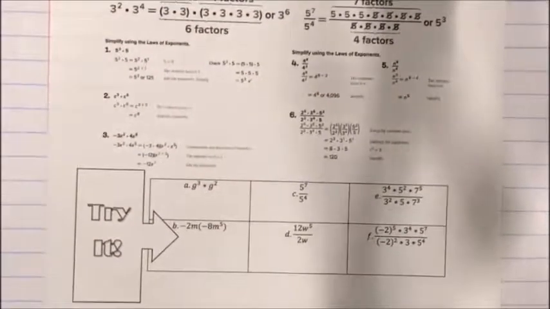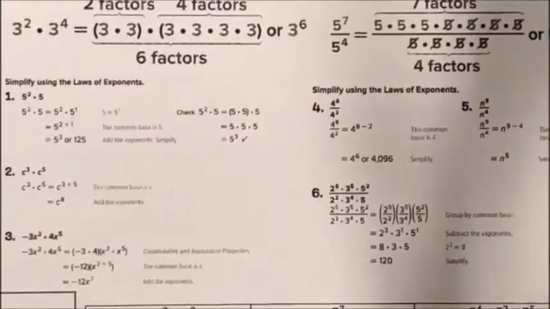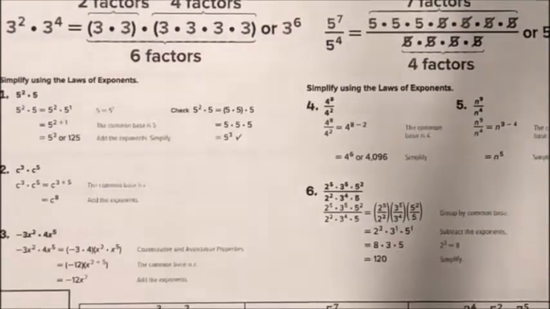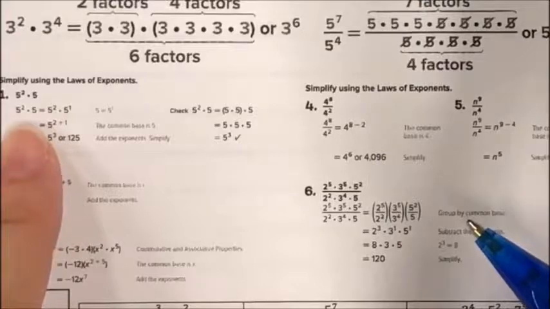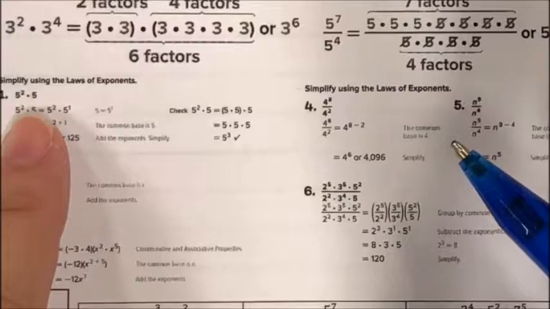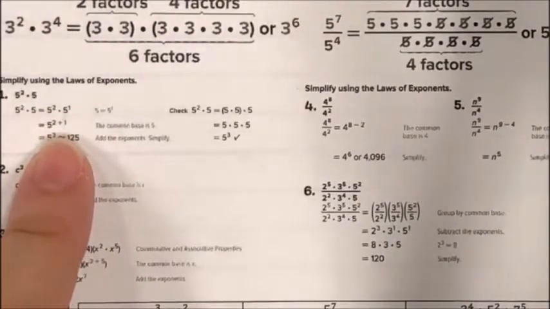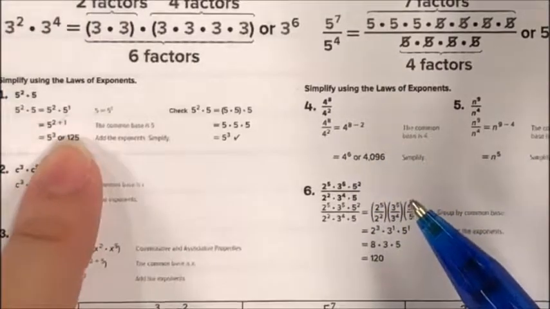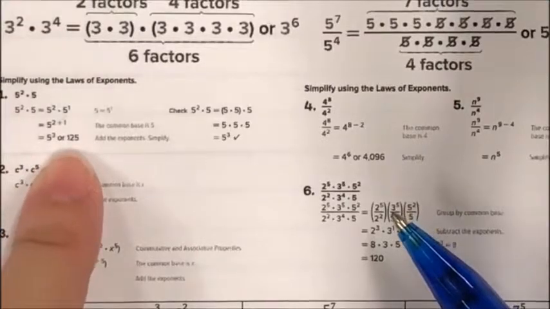So we have a couple of examples down here to look at. Zoom in to make sure y'all can see. The first one is simplify using the laws of exponents. So I have 5 squared times 5. Well, I can use the product of powers rule, like we did up there. Because they both have the same base, 2 plus 1 is 3. So I have 5 cubed, 5 to the 3rd power, or 125.